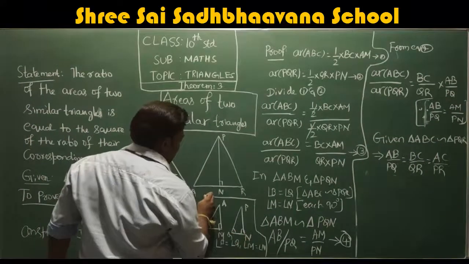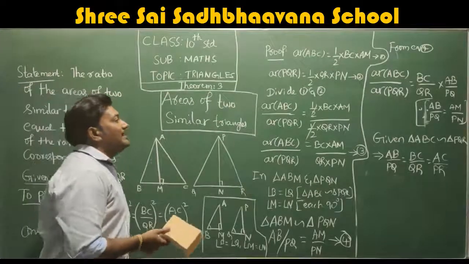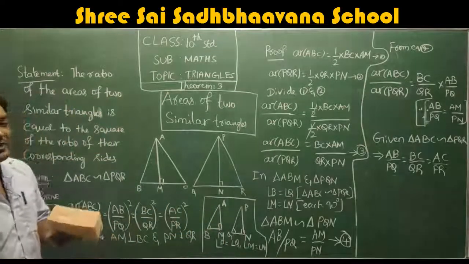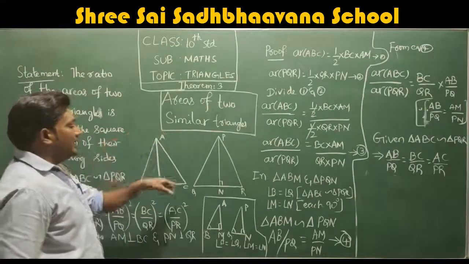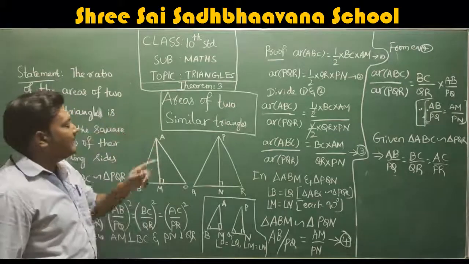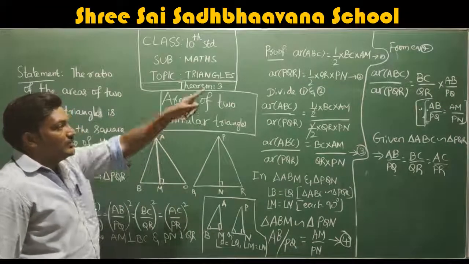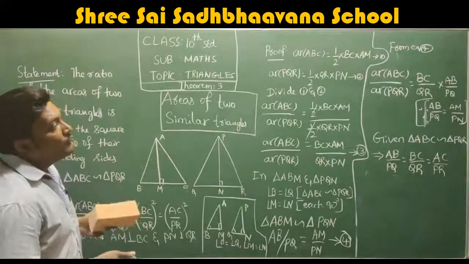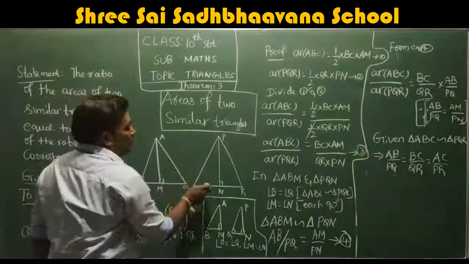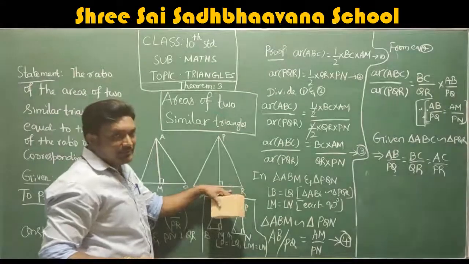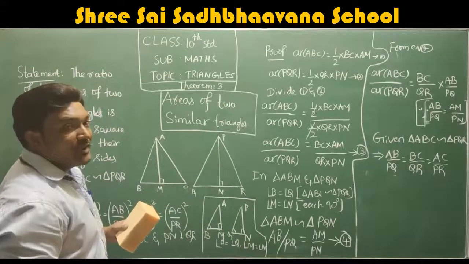Once we have done the construction, the immediate next part is the proof. Area of triangle ABC: what is the formula for the area of a triangle? Half into base into height. In triangle ABC, the base is BC and the altitude is AM, so the area is half into BC into AM. We take that as the first equation. Next, area of triangle PQR: QR is the base and PN is the altitude, so half into QR into PN. That is the second equation.